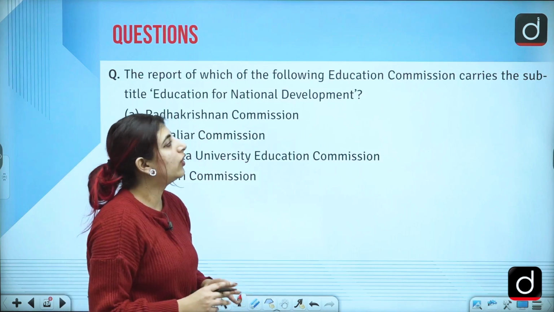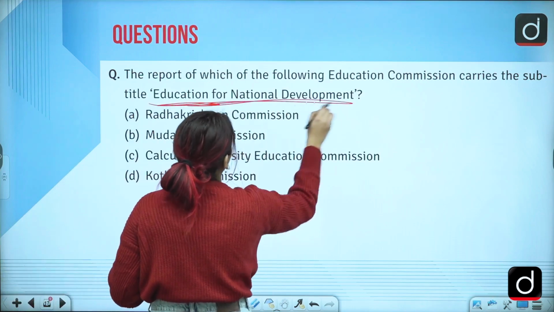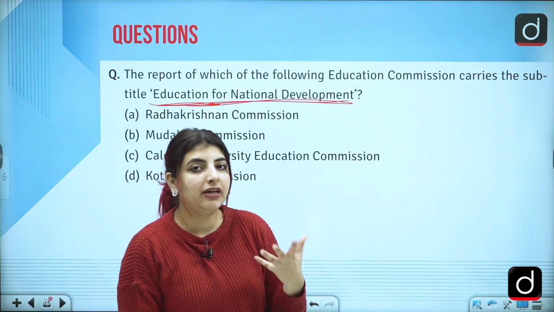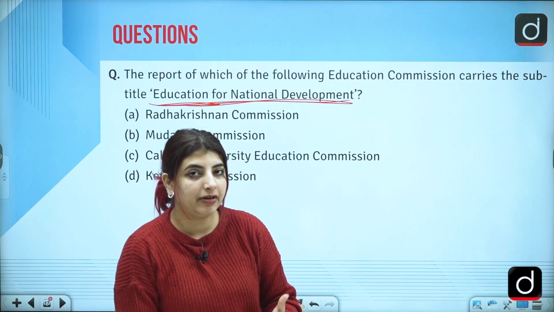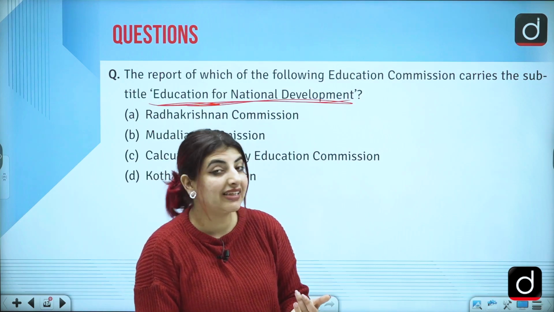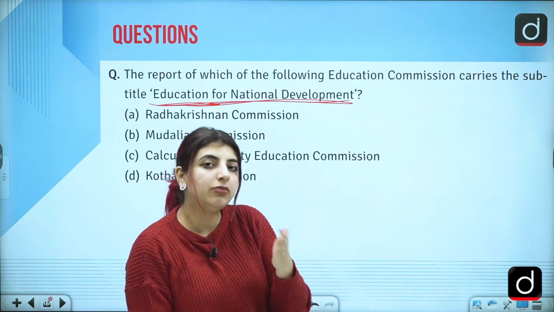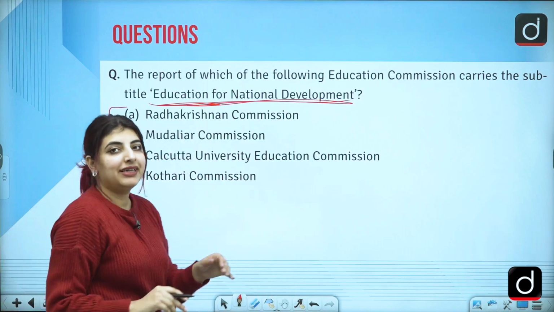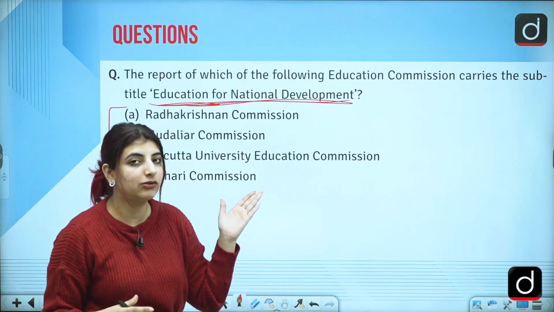The report of which of the following educational commissions carries the subtitle Education for National Development? So if you have done the different commissions which are really important from the examination point of view, if we talk about the UGC NET examination, there are multiple commissions: Kothari Commission, Mudaliar Commission, Bhaktvatsalam Committee, right? These committees and commissions are really important, the pre-independence or the post-independence ones, correct? So you are supposed to memorize them and their objectives, what program they brought. So I hope you will be able to answer this question as well.